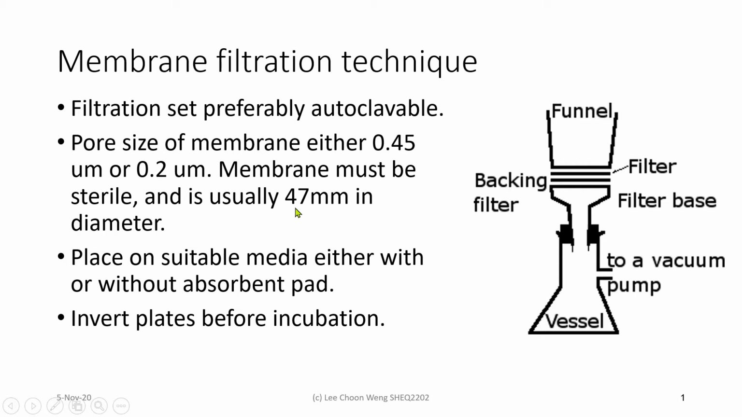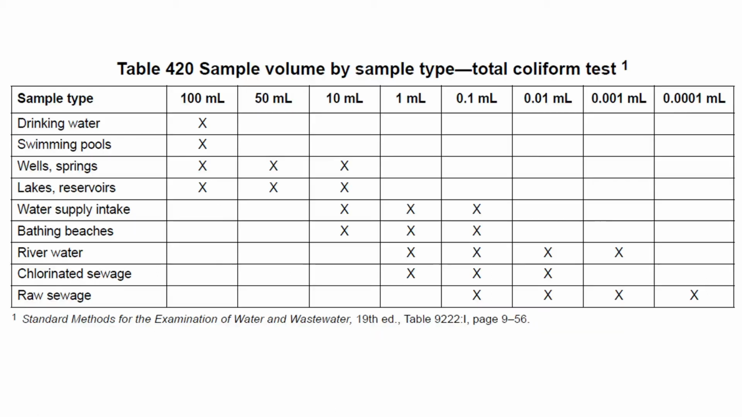Membrane size is usually 47 millimeter in diameter, and once you have filtered your sample, you should place it on the suitable media, with or without an absorbent pad. Most of the standard methods recommend the use of an absorbent pad. This will allow better transfer of nutrients from the media to the bacteria on the membrane. Then of course invert the plates before incubation.